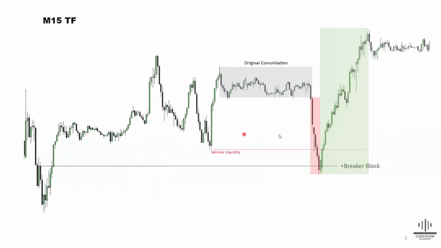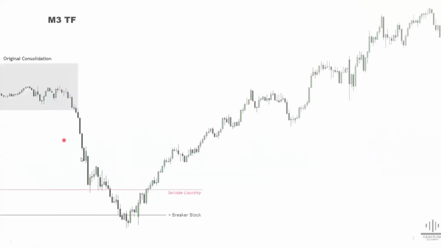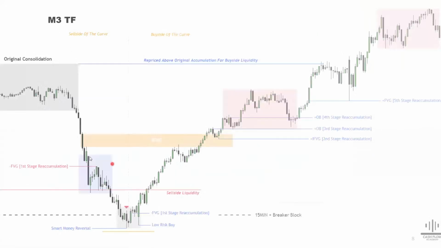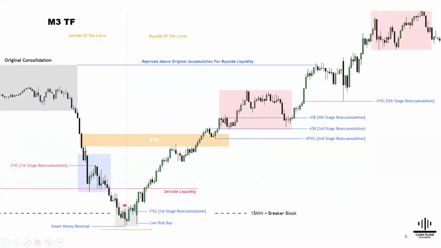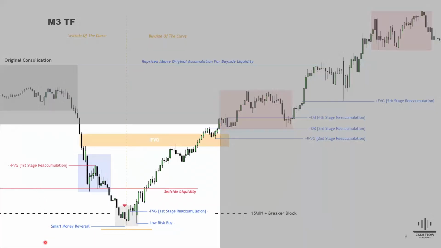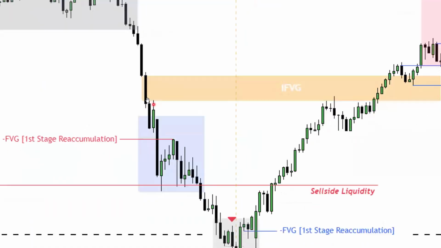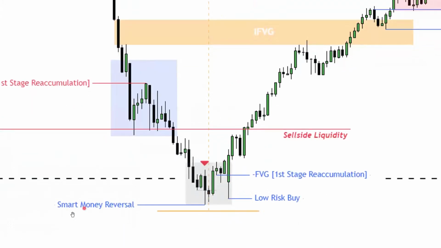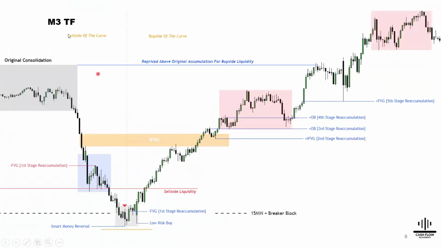So we'll go to the 3-minute time frame. As you can see, as I outlined here, there's a fair value gap here. It's very little, but you can see how price reacted from this fair value gap, created another. This is the sell side now. You can remember I explained before, there's the sell side of the curve. This is the buy side of the curve. Price fell, took sell side liquidity, and then rallied. So there's the sell side of the curve. This is the buy side of the curve.